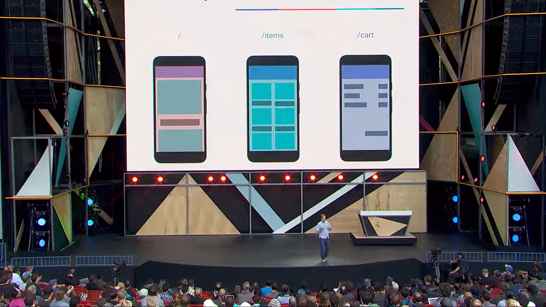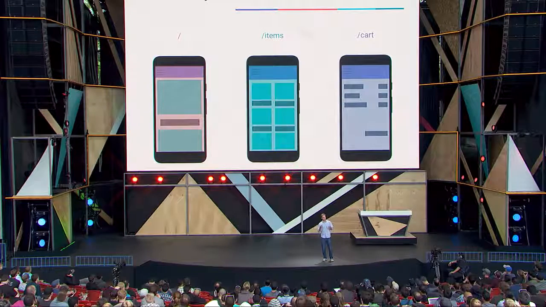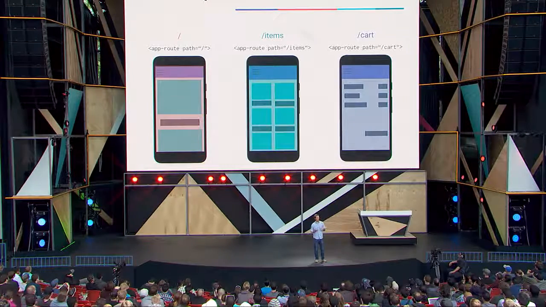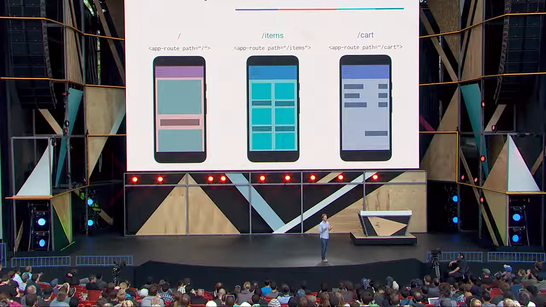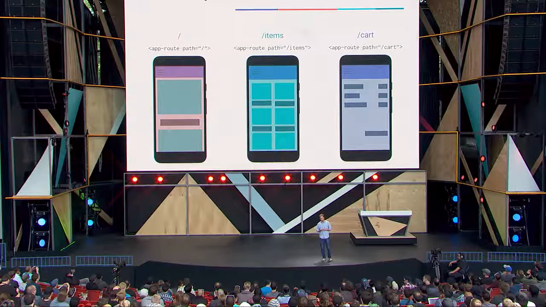Let's say you wanted to build a typical application. You've got 3 routes, /view, /item, and /cart, and you want to route between these different views. You could use the app route component to have a path that will match on the route. It will provide a property saying whether that path is active or not, and you can very easily toggle on and off different views in your application.